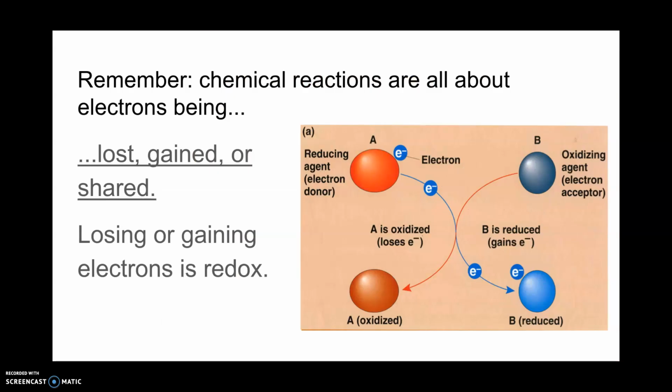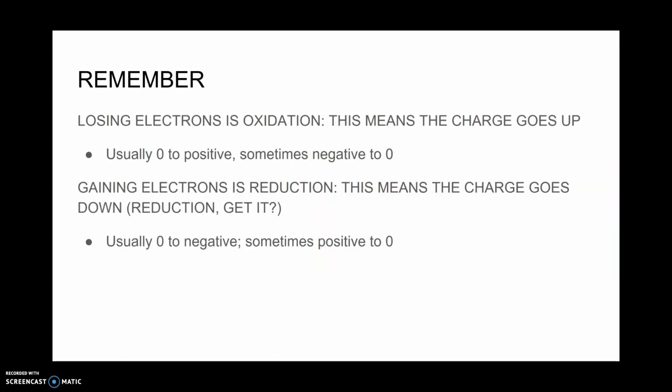Remember, chemical reactions are all about electrons being lost, gained, or shared. Losing or gaining electrons is redox. So losing electrons is oxidation, LEO for Leo. This means that the charge goes up because you're subtracting negative electrons.